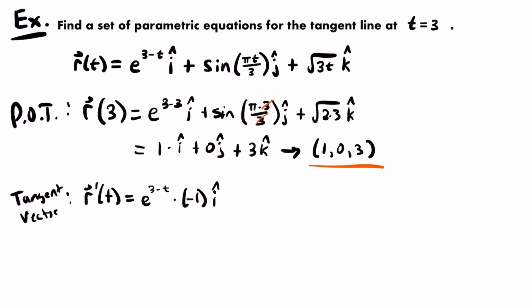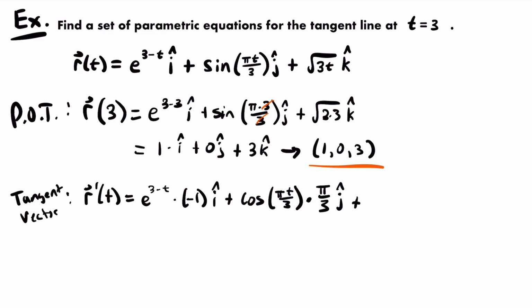Then we need to take the derivative of sine of pi t divided by 3. That will require the use of the chain rule. We'll take the derivative of the outside function first, keeping the same inside function. So we have plus cosine of pi t divided by 3. And then you want to multiply by the derivative of that inside function, which is pi t divided by 3. Its derivative will just be pi divided by 3. So we're multiplying by pi divided by 3. And then don't forget that that is multiplied by j.